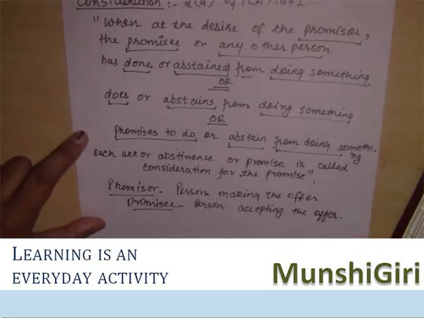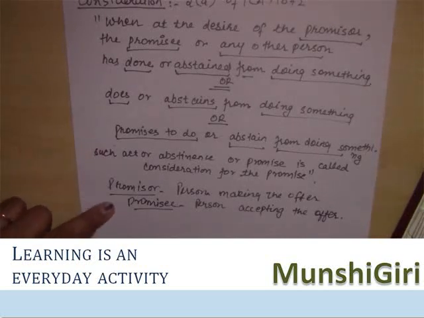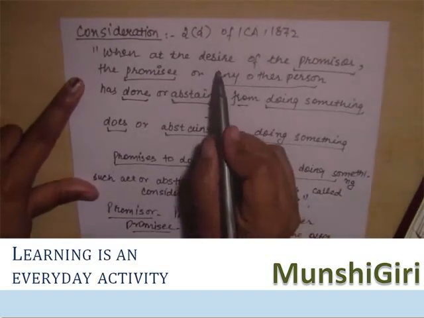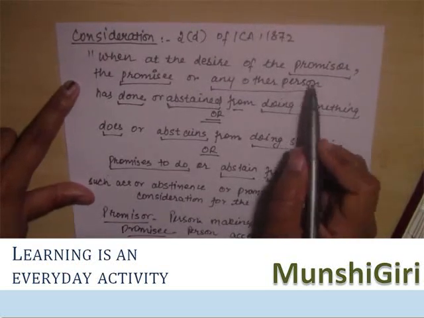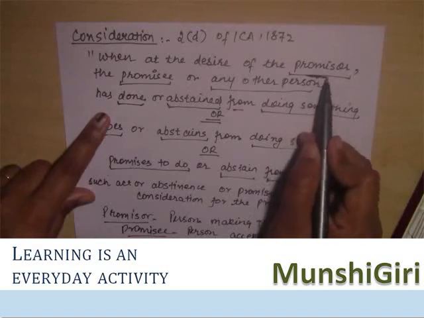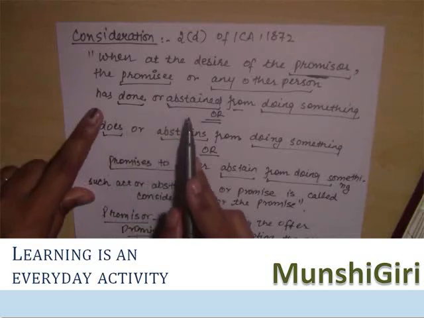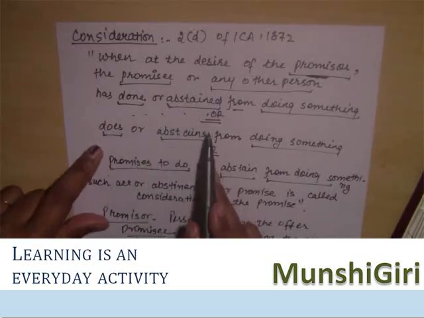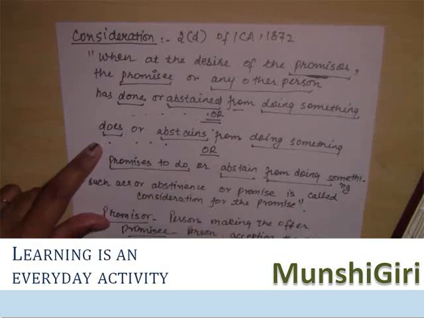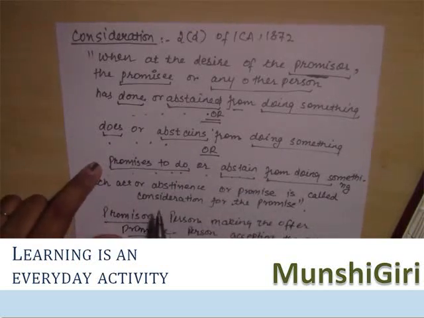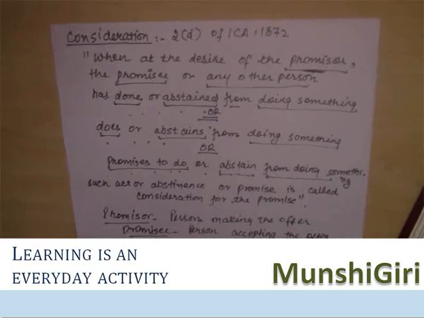Okay, that is, we also call him the acceptor, the promisee or the acceptor. So when, at the desire of the offerer, the acceptor has already paid the price, that is, has done or abstained from doing something, or pays the price, or abstains from paying the price, or promises to do or promises to abstain from doing in future, that is known as consideration. I hope that makes it clear.